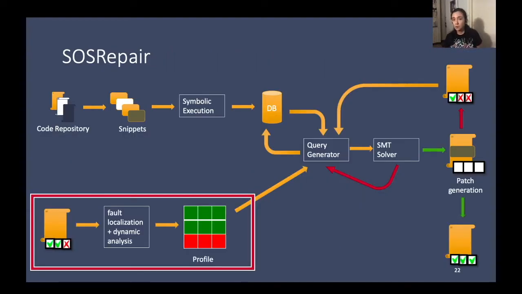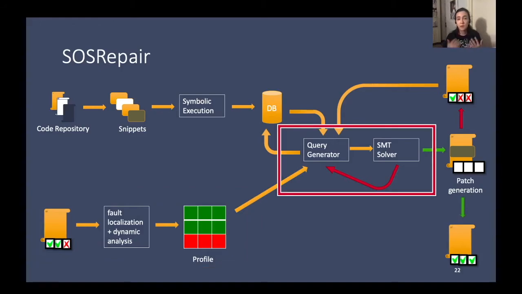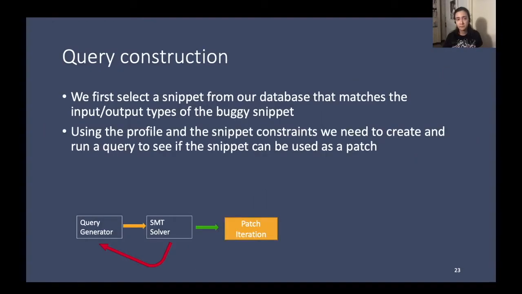Now that we have our profile, I want to talk to you about how we create a query and how we pass it to an SMT solver. We first select the snippet of code from our database that matches the input-output types that we are looking for. And then we use the profile and the snippet constraints to create a query that can tell us whether the snippet of code can be used to patch the program.